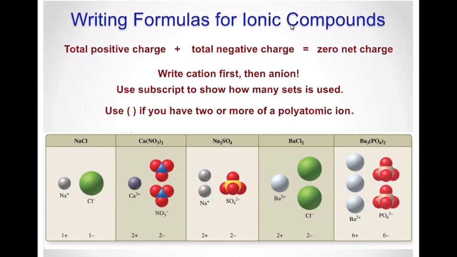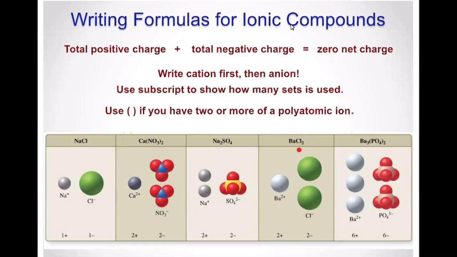Okay. Sodium sulfate. Sulfate is SO4 2-. So we know that we're going to need 2 sodium ions to balance that charge. So we have Na2SO4. And there's no net charge. So +2 balances with the -2. Okay, so you can go through these other examples.